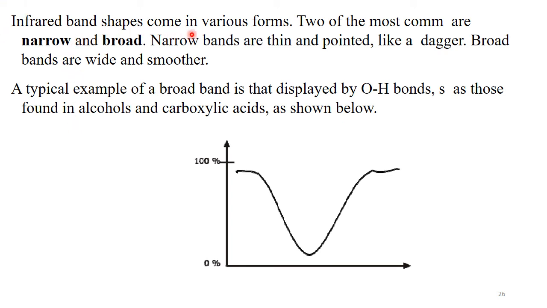Infrared band shapes come in various forms. Two of the most common are narrow and broad. Narrow bands are thin and pointed like a dagger. Broad bands are wide and smoother. A typical example of a broad band is that displayed by OH bonds, such as those found in alcohols and carboxylic acids, as shown below.